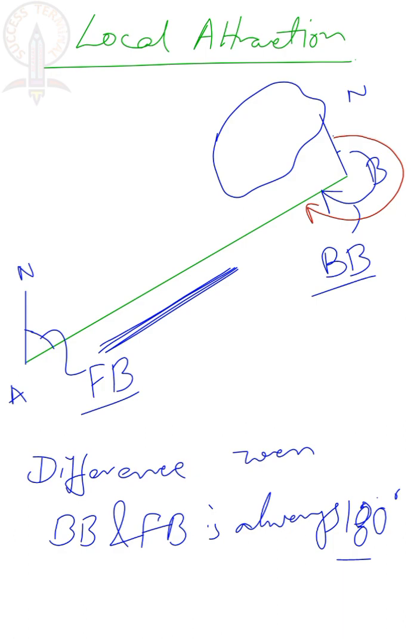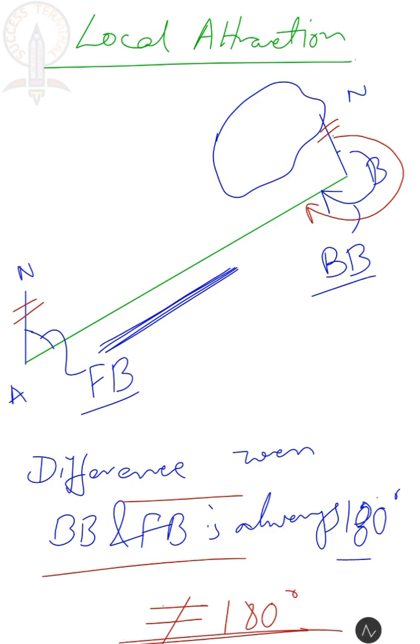Here you can see these two lines are not parallel. If they are not parallel, then the difference between back bearing and forward bearing will not be 180 degree. This phenomenon is known as local attraction. In case of local attraction, the difference between back bearing and forward bearing will not be 180 degree. Clear?